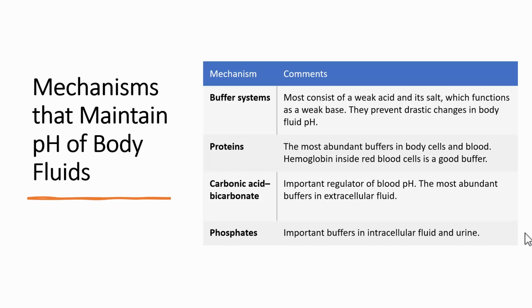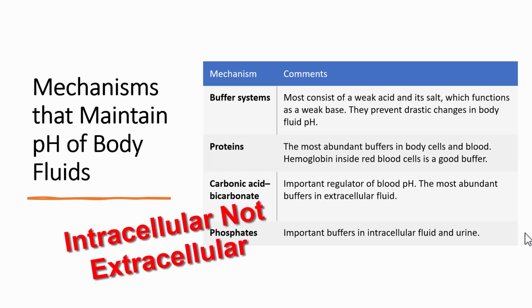And now let's look at mechanisms that maintain the pH of body fluids. Again, the mechanism, we have buffer systems. Most consist of a weak acid and its salt, which functions as a weak base. They prevent drastic changes in body fluid pH. We have proteins, the most abundant buffers in the body and blood. Hemoglobin inside red blood cells is a good buffer, as we mentioned earlier. Carbonic acid, bicarbonate, an important regulator of blood pH, the most abundant buffer in extracellular fluid, and phosphates, which are important buffers in extracellular fluid and urine.